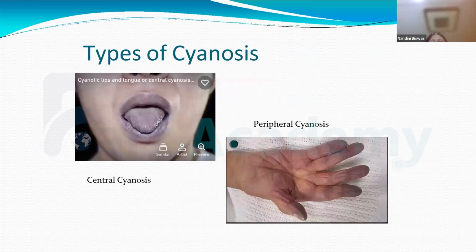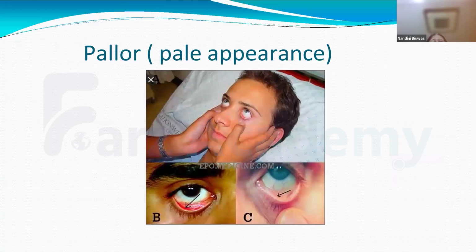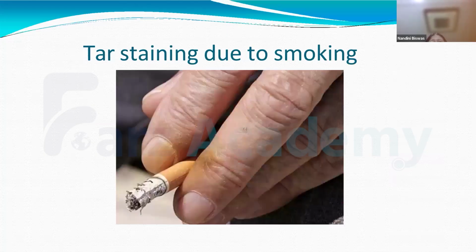So, is the patient cachectic? Is the patient cyanosed? Has the patient got central cyanosis? Has the patient got peripheral cyanosis? Is the patient anemic? Has the patient got pallor? Is there tar staining, or what we commonly call nicotine staining of the fingers? So as you examine the hands, see if there's any yellowish discoloration of the fingers.